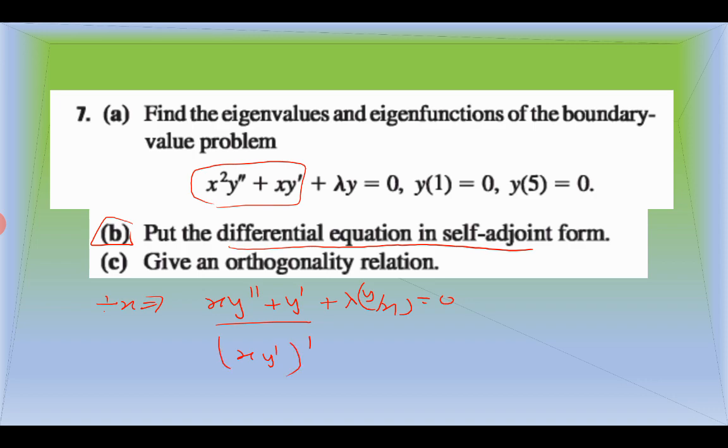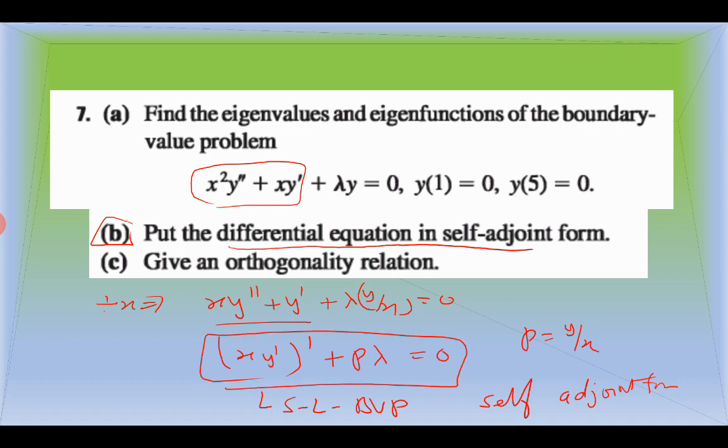Now using the product rule we can write this as (x y prime) prime, isn't it? And choosing this one as r and this one as lambda p, where p is equal to 1 over x, this becomes self-adjoint form. This is a Sturm-Liouville boundary value problem. Here r is equal to x, so (r y prime) prime plus p lambda y.